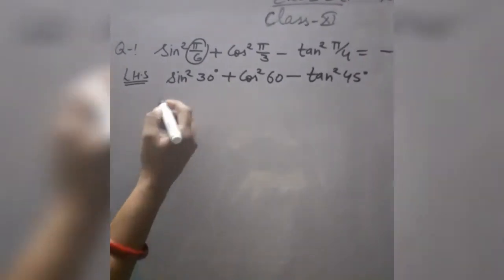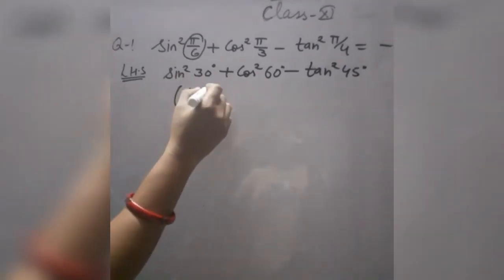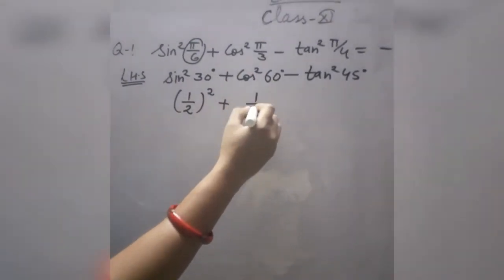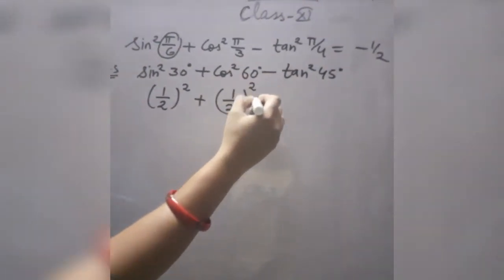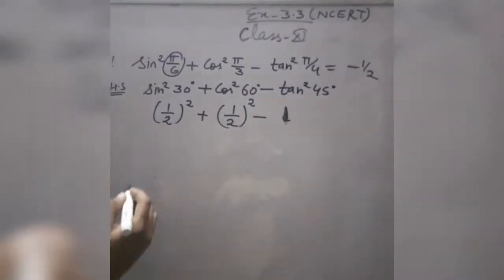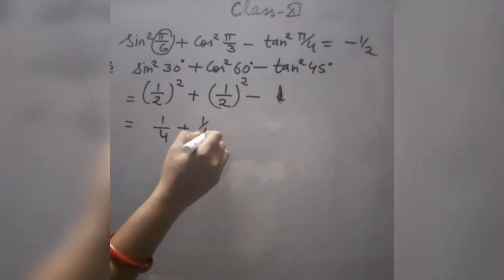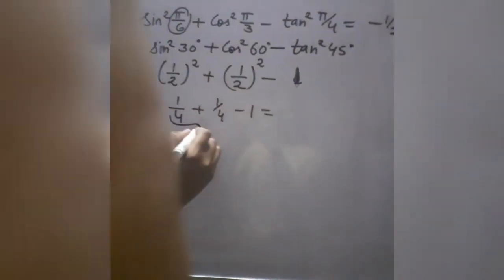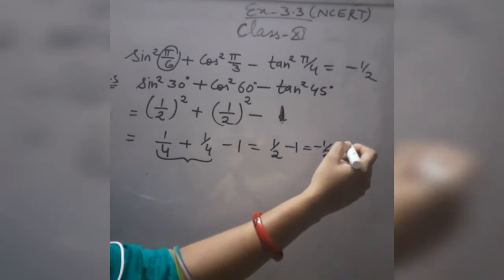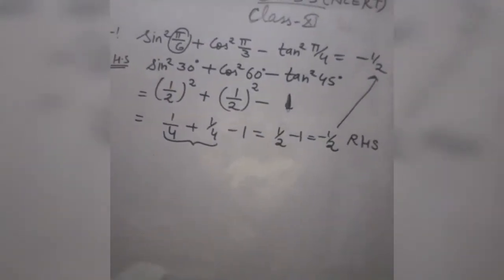Put these values here. Sin 30 is 1 by 2, square is also, so take square of 1 by 2, plus value of cos 60 is also 1 by 2, square of 1 by 2, minus value of tangent 45 is 1 and square of 1 is 1. Now 1 by 2 square can be written as 1 by 4, 1 by 4 plus 1 by 4 becomes half, half minus 1 is equal to minus half, which is equal to right hand side. So hence given result is proved.